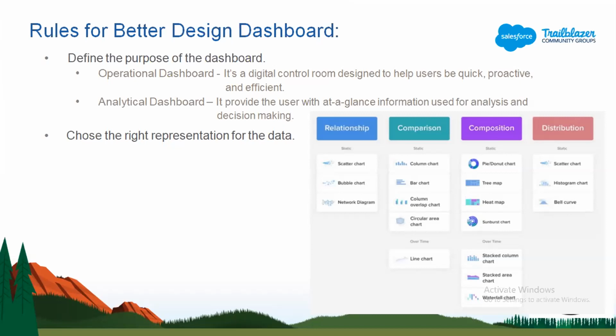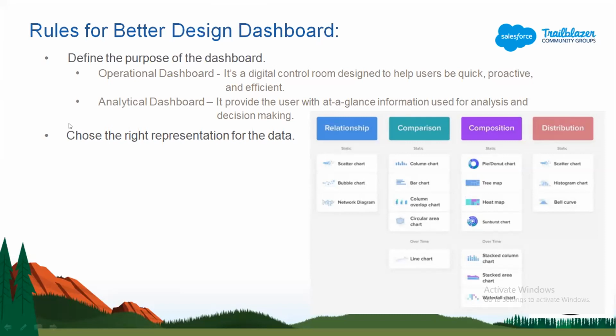An operational dashboard gives you the current state, and based on that, you take action quickly. As I mentioned, it's a digital control room designed to help users act quickly, proactively, and efficiently. Let's say your case got escalated and you are an agent, then you can take action accordingly and quickly. Or if the dashboard is showing this case could escalate tomorrow or the day after tomorrow, then you can take action. And what is an analytical dashboard?